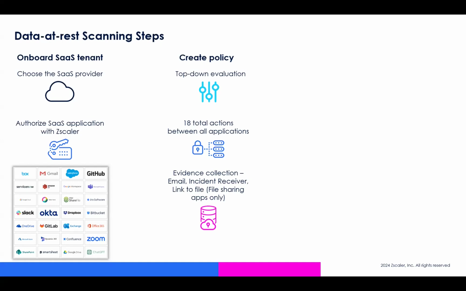Policy, as usual, follows a top-down evaluation. There are 18 total actions that can be configured between all applications. Some actions can only be configured for some applications. As with all data protection policies, evidence collection is also configurable, including sending emails on alerts and integration with Incident Receiver. Additionally, for file sharing applications, a link to the offending file can be shared with the auditor.